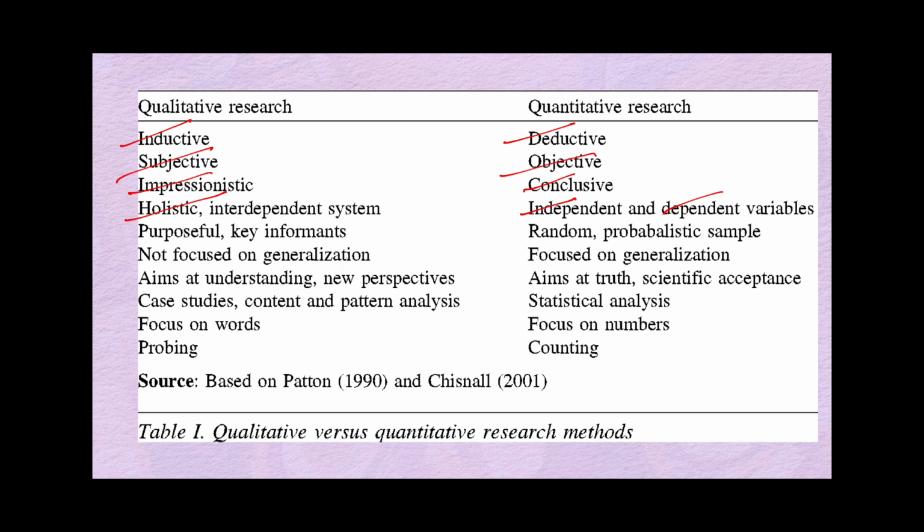For qualitative research, we look at purposive sampling. We get key informants that are really embedded in the situation that we're studying. But for quantitative research, we like more random, probabilistic samples.